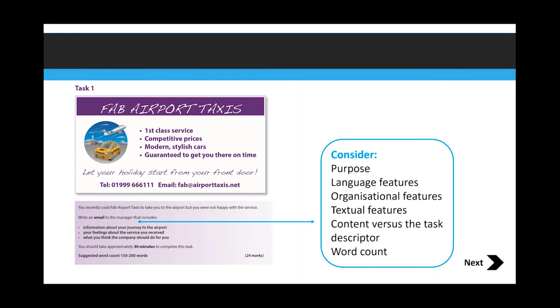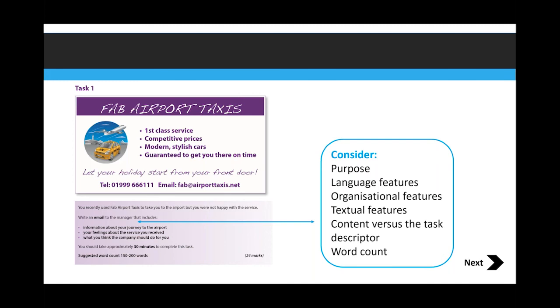An example of this would be what you can see now on the screen. Task 1 is taken from our practice exams that are currently available online. You can see here the task descriptor asks the learner to write an email to the manager that includes information about your journey to the airport, your feelings about the service you received, and what you think the company should do for you.